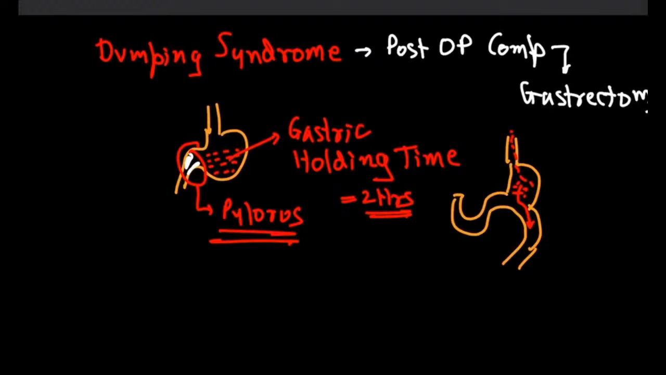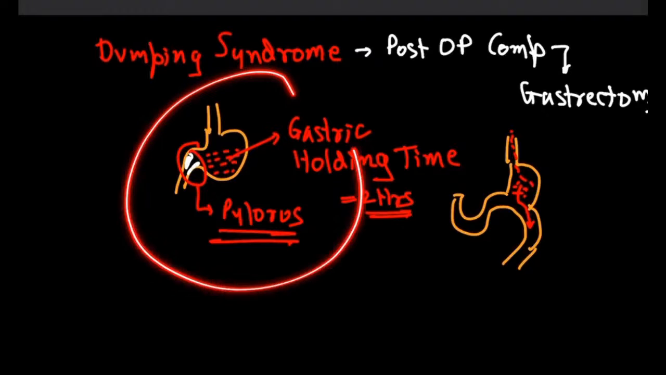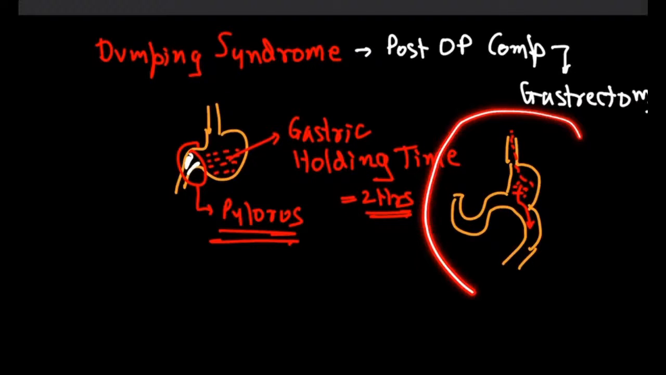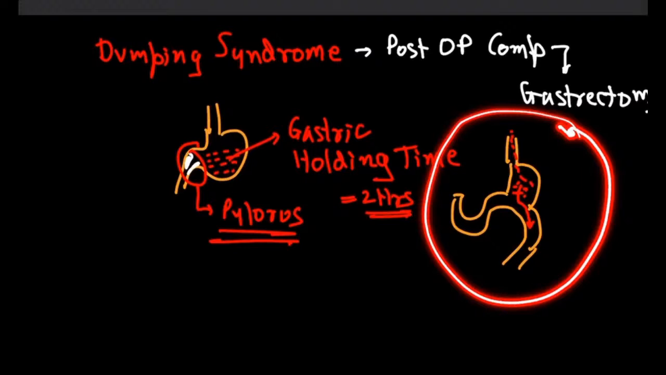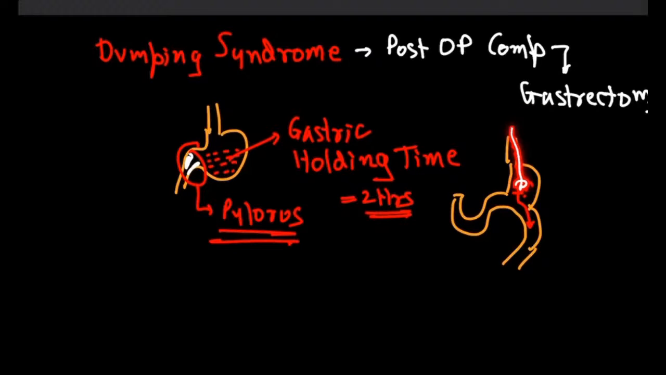Over here, this is the normal individual where you have a normal pylorus, and the food is being kept in the stomach for close to 2 hours. On the other hand, if you perform a Billroth type 2 surgery, let's say this is a loop gastrojejunostomy, here there is no pylorus. So as soon as you eat, the food is leaving the stomach and entering into the intestine. I hope everybody is on the same page till here.